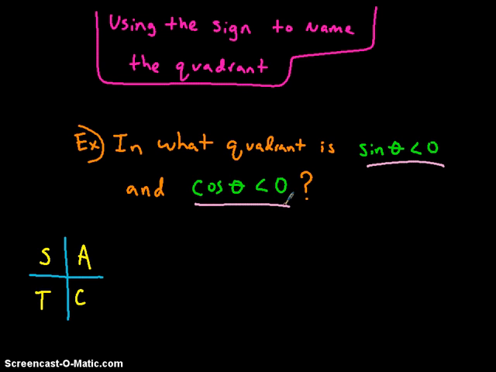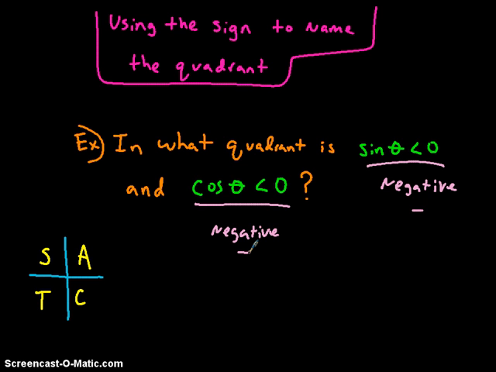So first of all, we've got to think about, if sine of theta is less than 0, what kind of number is that? What kind of numbers are less than 0? Well, definitely negative numbers. You might say that, or you might just put a negative sign. And if cosine is less than 0, that's also a negative number. So basically, what you're looking for is a negative sign.